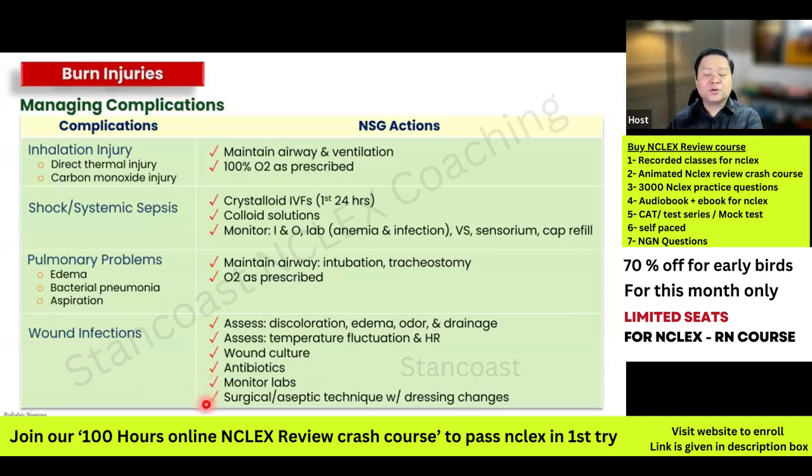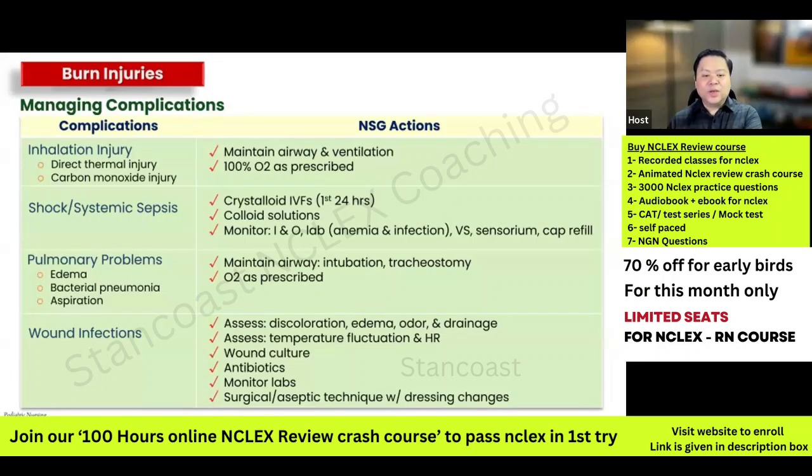Now, we want to make sure that when we are doing the dressing changes, you have to do surgical aseptic technique when doing this procedure, because as we know, our patient is very vulnerable to getting opportunistic infection.